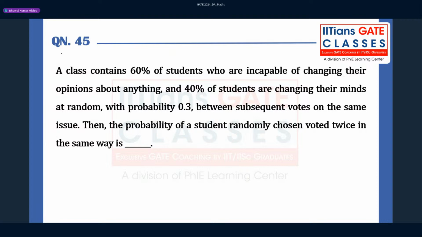So you see here question number 45. A class contains 60% of the students who are incapable of changing their opinion about anything, and 40% of the students are changing their minds at random, with a probability of 0.3, between subsequent votes on the same issue. Then the probability of a randomly chosen student voting twice in the same way is what?